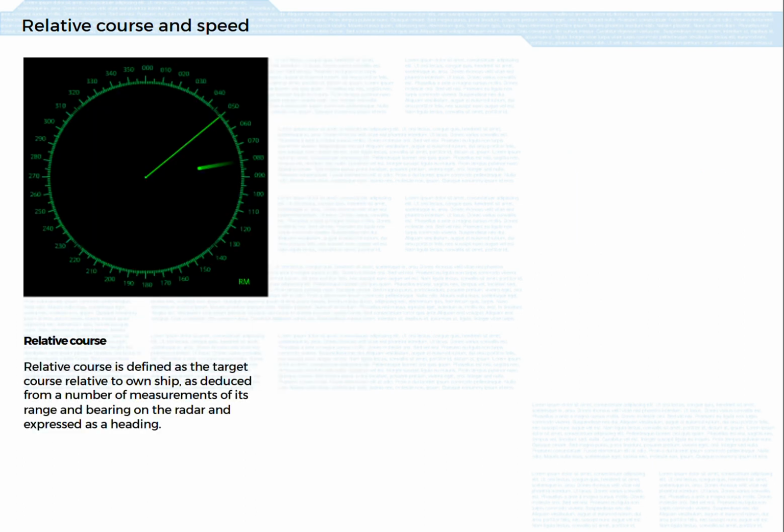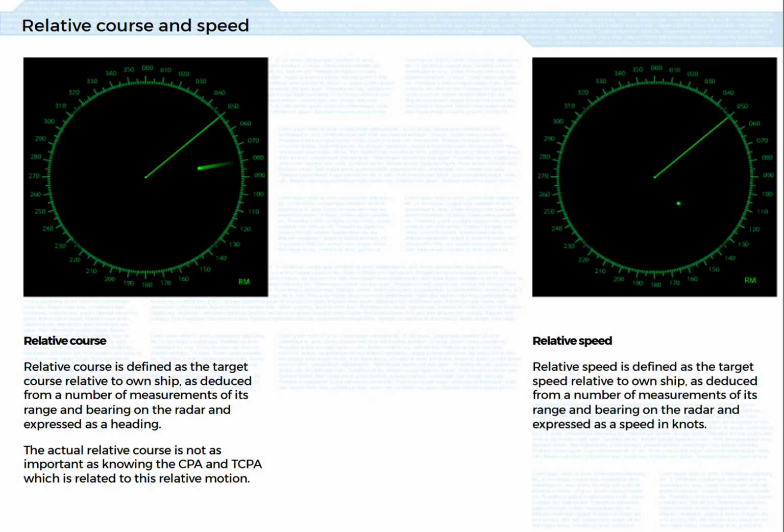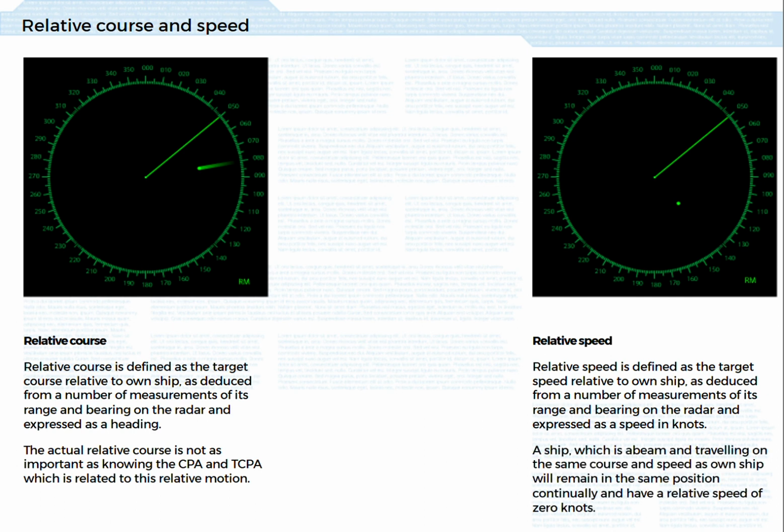Relative course is defined as the target course relative to own ship, as deduced from a number of measurements of its range and bearing on the radar, and expressed as a heading. The actual relative course is not as important as knowing the CPA and TCPA, which is related to this relative motion. Relative speed is defined as the target speed relative to own ship, as deduced from a number of measurements of its range and bearing on the radar and expressed as a speed in knots. A ship which is abeam and travelling on the same course and speed as own ship will remain in the same position continually and have a relative speed of 0 knots.